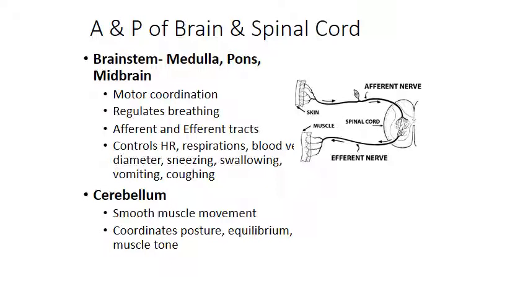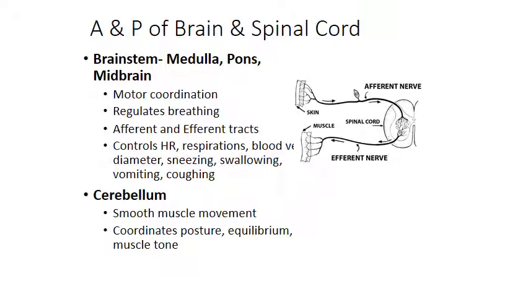So an example would be if somebody was touching something hot, the afferent nerve would get the message up to the brain, and then it would be the efferent nerve that would actually tell that person to pull that hand away from that hot surface. Okay? So understanding that is helpful.